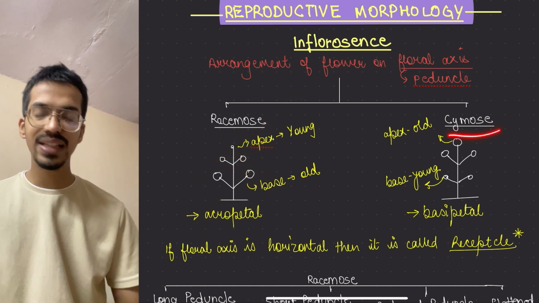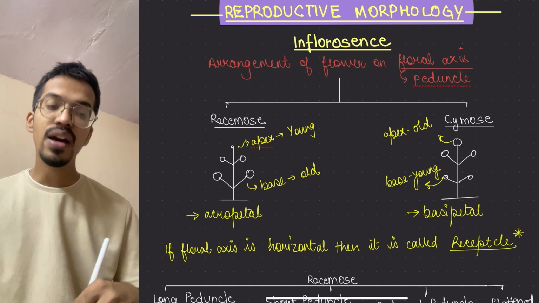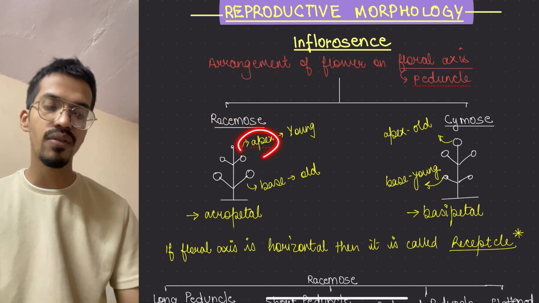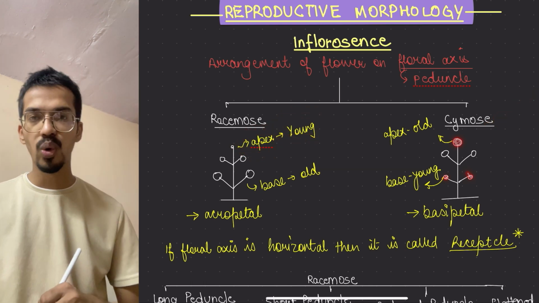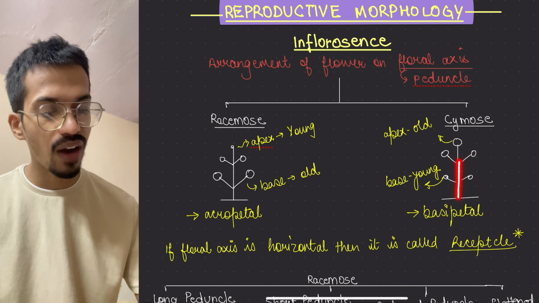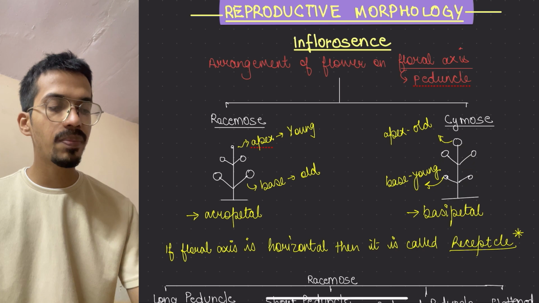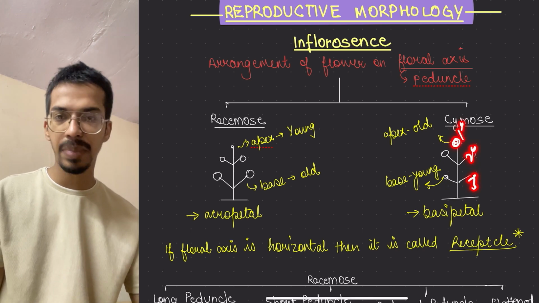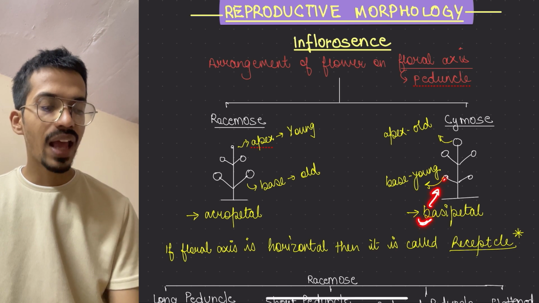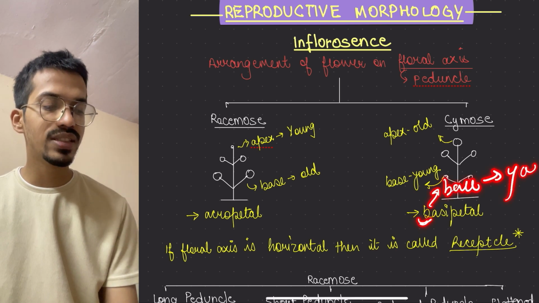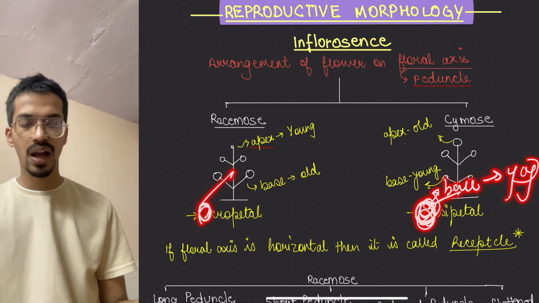Another is cymose. In cymose, what happens? It is basipetal, means the opposite of racemose. Racemose says that the apex has young flowers. This says that the base has young flowers and the apex has the old flowers. Means the stem grows and a flower came, then this flower came. So this will become the primary, secondary branching. Now we will remember it: B for base. And we are saying that young flowers will be present here. So from A for apex and B for base, we know where the young flowers are.